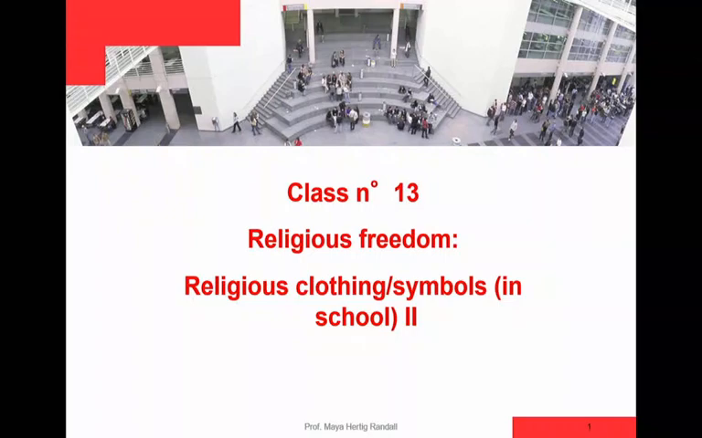And we will also be looking at 2 decisions handed down by international human rights bodies, the European Court of Human Rights and the Human Rights Committee, also on the same problem but with differing outcomes.